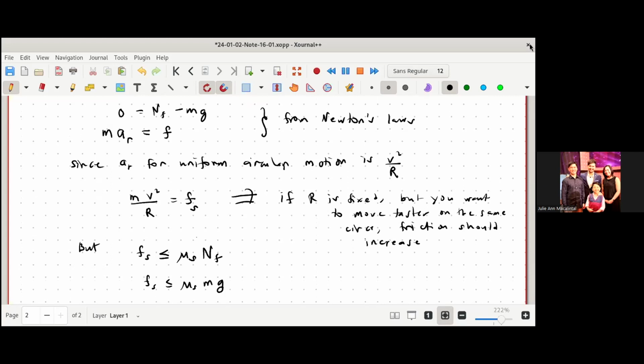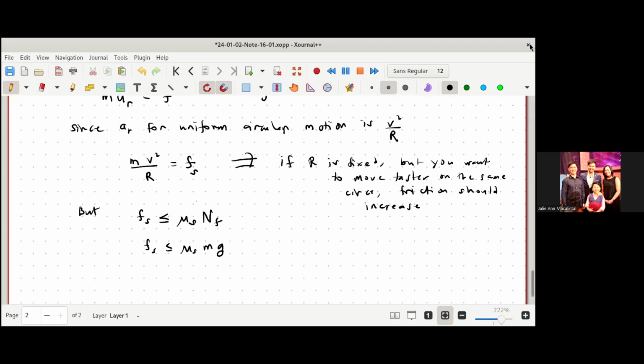So, ano dito? Ano mangyayari? What this means is, if v is fast enough, if v is large enough, the friction required will be greater than mu s mg. Anong mangyayari? Kung ikaw yung nagda-drive tapos tumakbo ka at a speed na nangyari to.